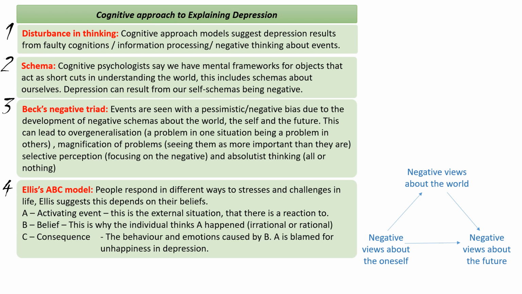A is the activating event. So this is some external situation in which there's going to be a reaction to. Maybe it's failing a test. B is the belief. When we have an activating event, we think about what just happened. And we'll have a belief about why A happened. Now, according to Ellis, this could be rational or irrational. A rational belief about failing a test could be, oh well, everybody fails a test once in a while. I clearly didn't revise for it properly or well enough.